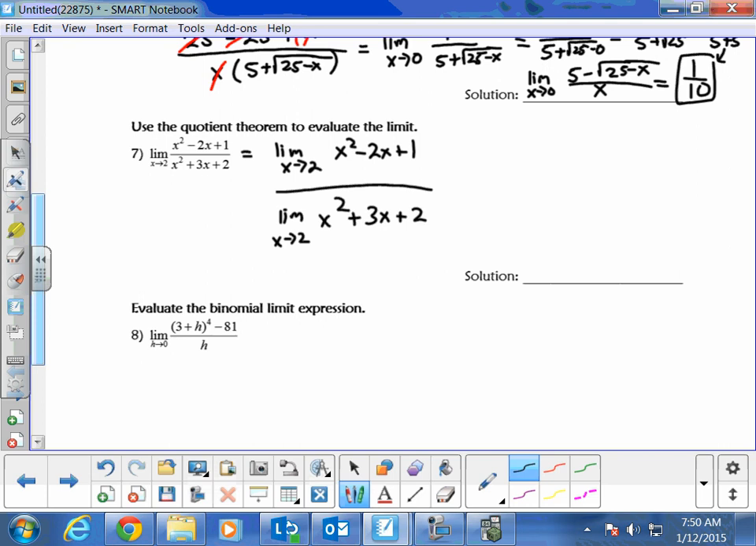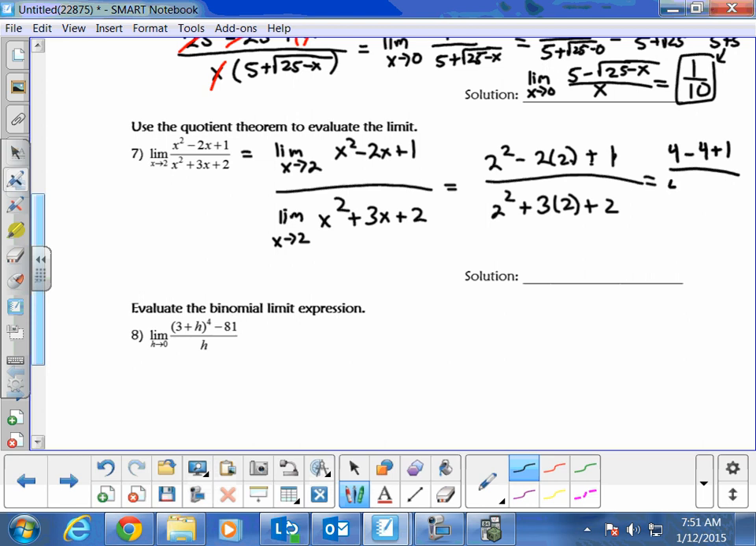Okay. So in this case, all we had to do in this one is go ahead and just apply. We would have had 2 times 2 minus 2 times 2 plus 1 all over 2 squared plus 3 times 2 plus 2. This would have gave me 4 minus 4 plus 1 all over 4 plus 6 plus 2. So in this case, these cancel, and I should have ended up with 1 over 12.